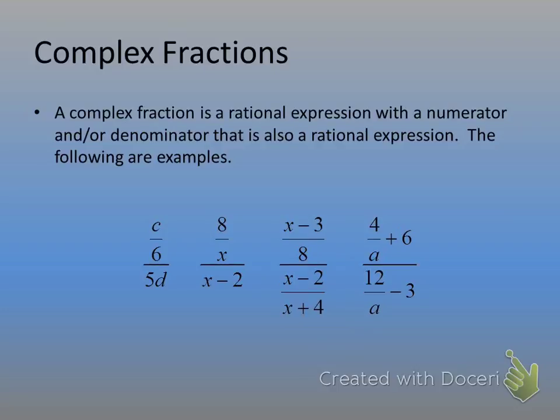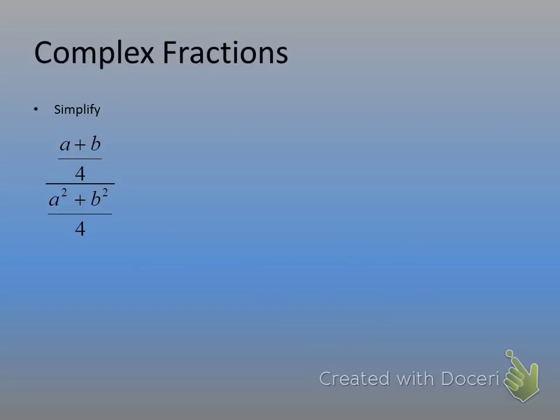So to start, we're going to simplify these guys. We have one here, a plus b over 4 over a squared plus b squared over 4. And the way you set these up, you're going to turn this into a problem like we did last time. So you have your big numerator here, a plus b over 4.